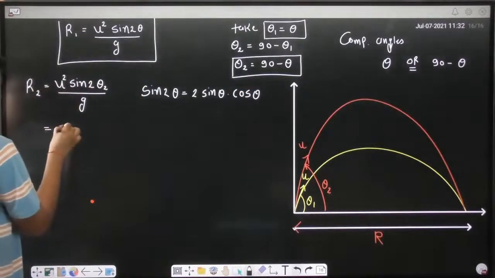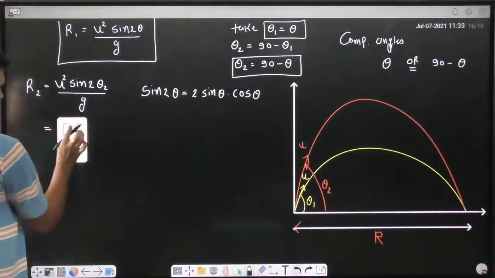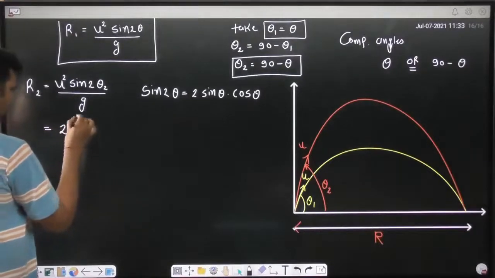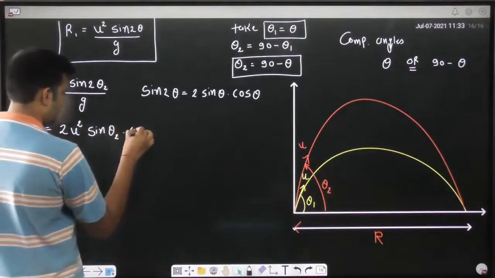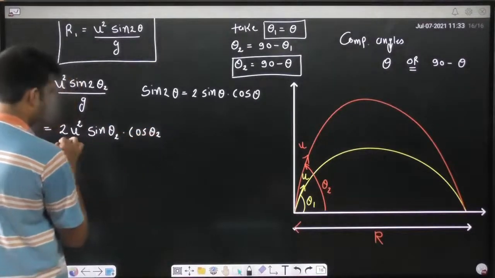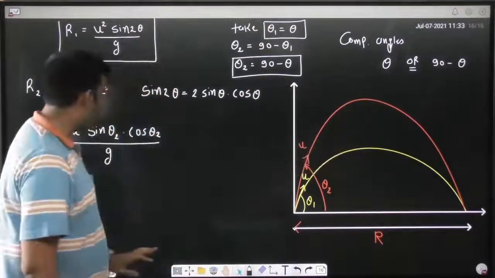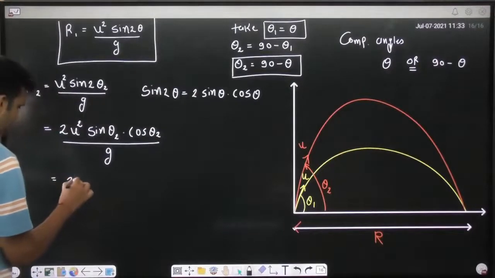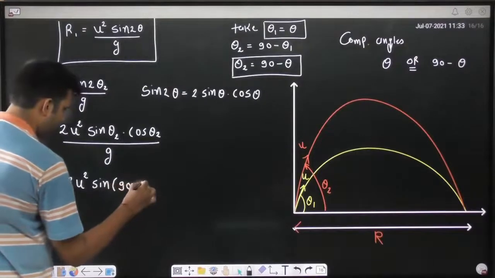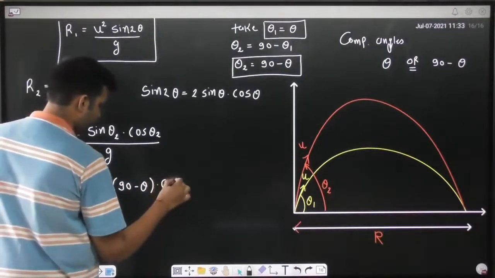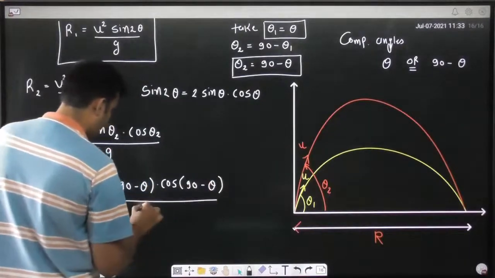So what we have is, see, u square sin 2 theta 2 becomes 2 u square sin theta 2 into cos theta 2 upon g. Now put the value of theta 2, whatever the theta that you have. So it will be u square sin (90 minus theta) into cos (90 minus theta) upon g.